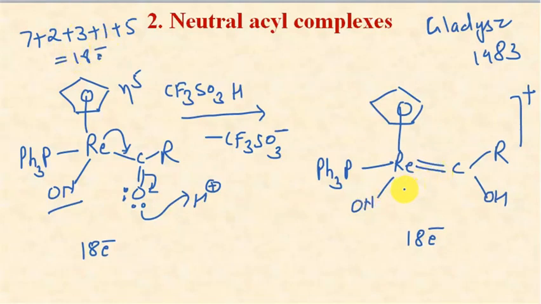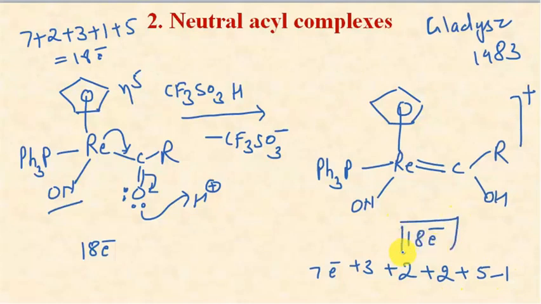In this case also we have rhenium 7 electrons, nitrosyl 3 electrons, triphenylphosphine 2 electrons, this carbon will contribute 2 electrons, and the eta 5 substituent will contribute 5 electrons. So again 7 plus 3 is 10, 11, 12, 13, 14 and 5 is 19, but we have one positive charge, so minus 1, again we have an 18 electron count. So both these compounds, starting as well as final product, have an 18 electron count.